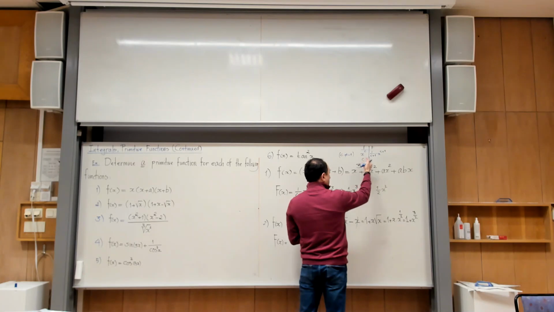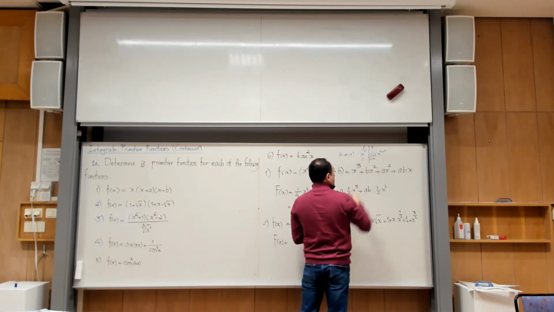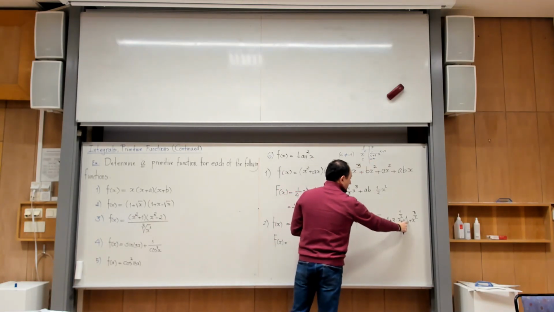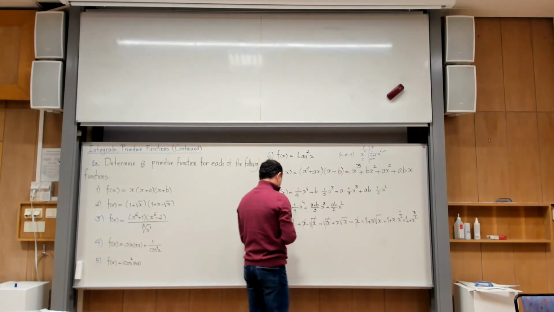But if you want, you can use this. Any constant that I have, its primitive function is cx. That multiplied by x. So a primitive function for 1 is that constant multiplied by x, which of course is x.